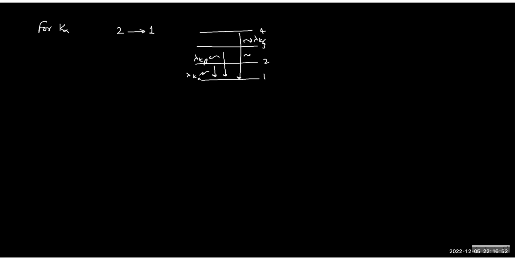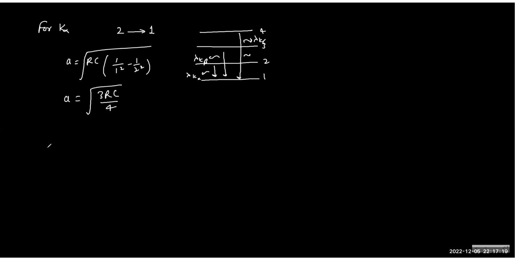So K alpha means coming to the K shell from the nearest orbit. This is 2 to 1. So the value of A will be how much? Root of RC into 1 squared minus 2 squared. A turns out to be 3 RC by 4. This is the fixed value.